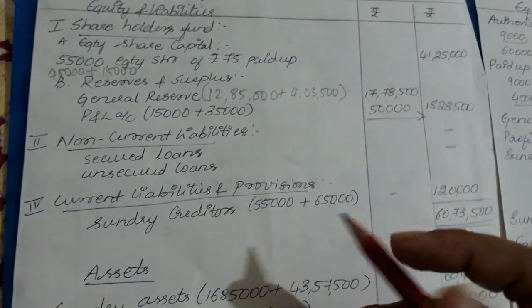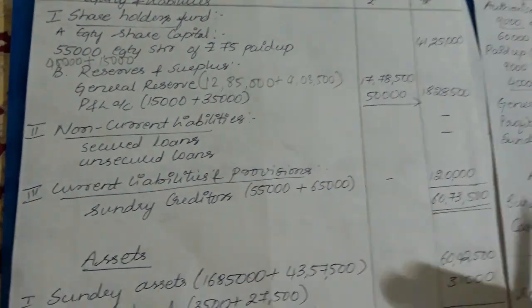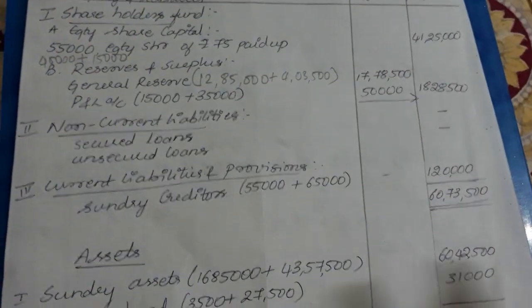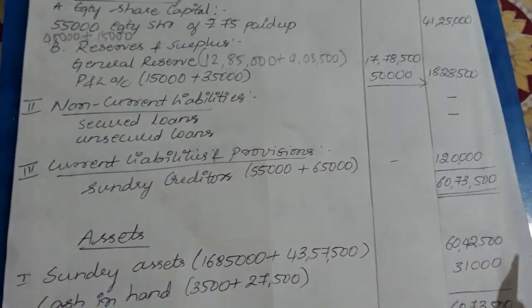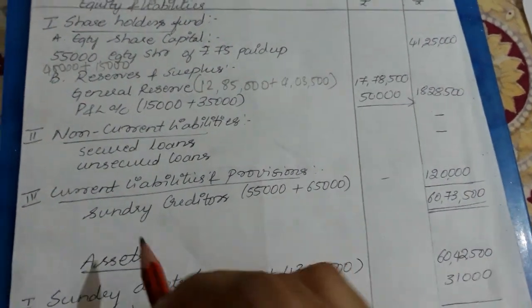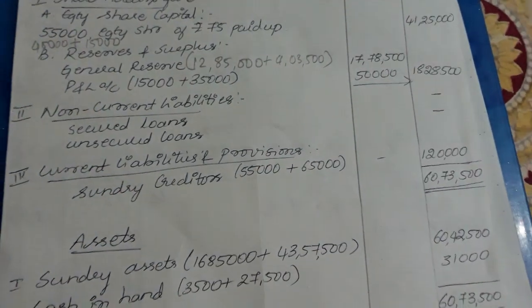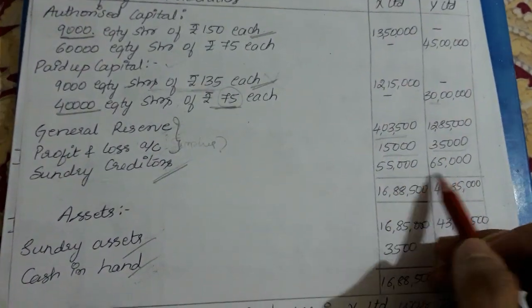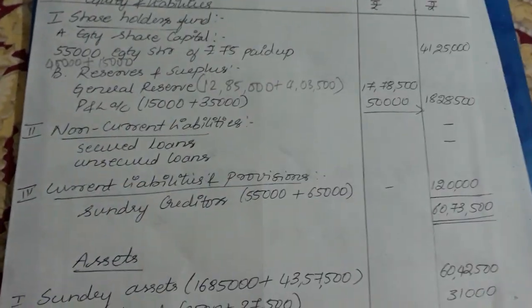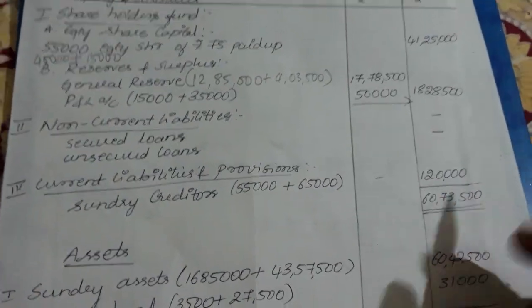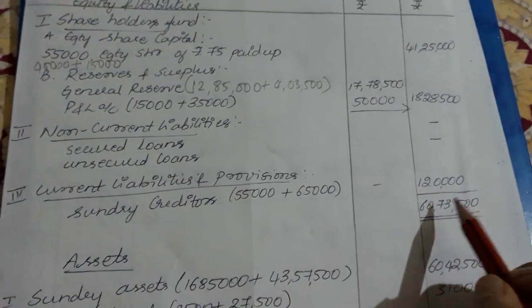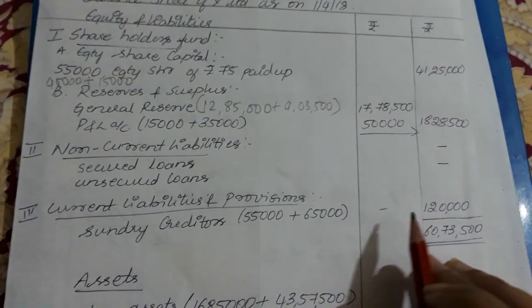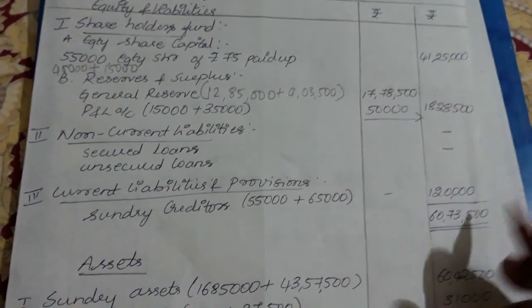So next, according to the balance sheet, we will be writing non-current liabilities, that is secured and unsecured loans, where you can take debenture if there is. So there is no debentures and all, not required. So next, coming to current liabilities and provisions. So we have sundry creditors. Sundry creditors of X and Y Limited both need to be taken, 65,000 plus 55,000, that is 1,20,000. So total of liabilities, only this much, 60,73,500.